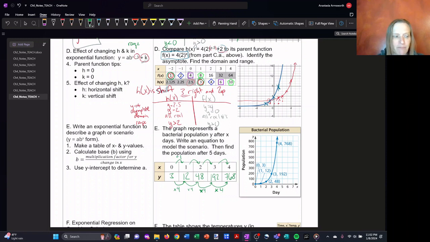If you're struggling to see the pattern, the easiest way is to take the second number and divide it by the first number. So if you don't spot what the multiplication factor is, try doing 12 divided by 3 and seeing what that equals. It equals 4. And then check the next consecutive pair of values. 48 divided by 12, which is still 4. 192 divided by 48, and that's still 4. And it's this consistent ratio that lets me know this is, in fact, an exponential function.